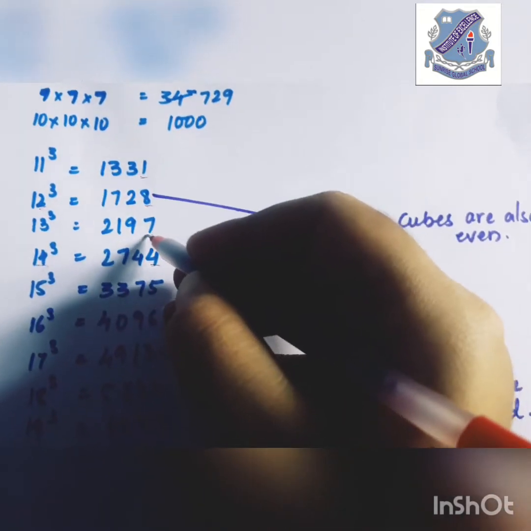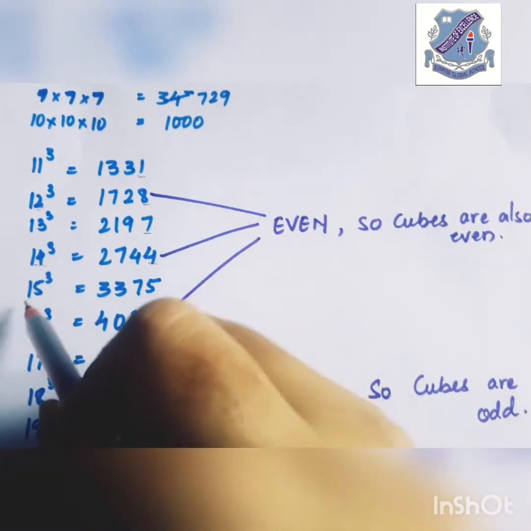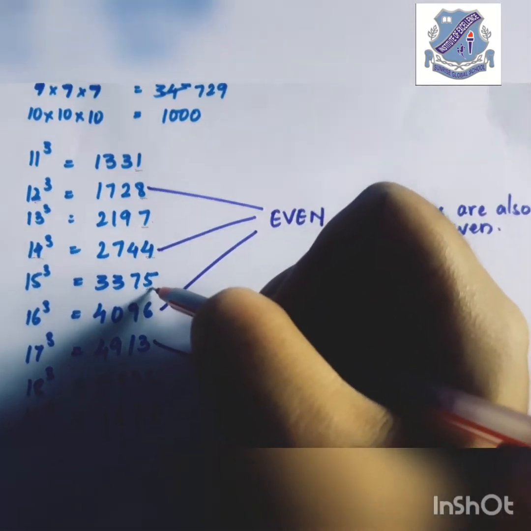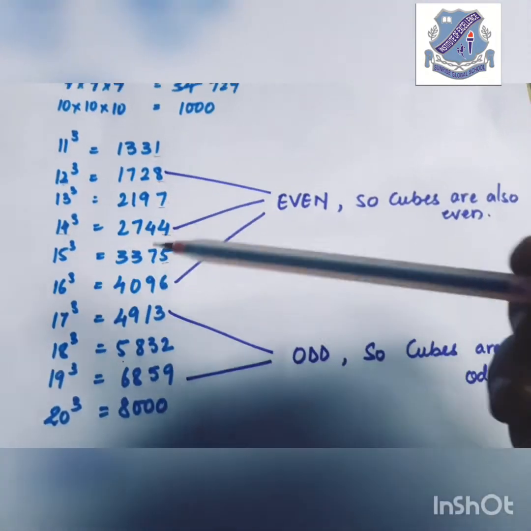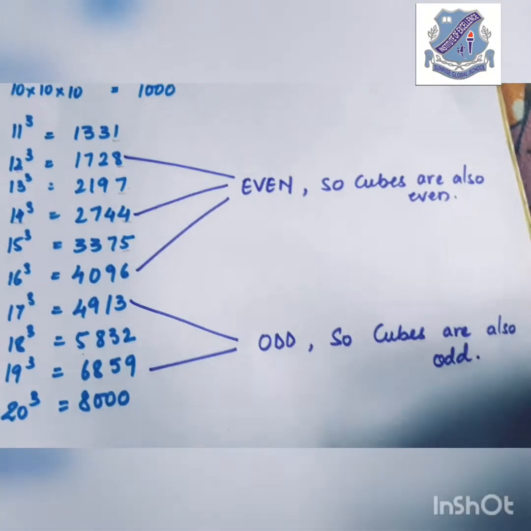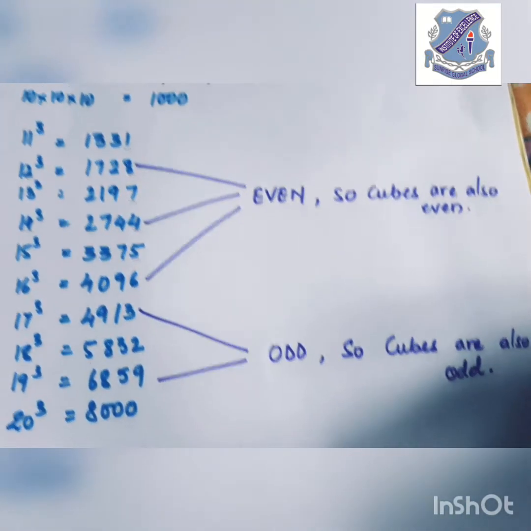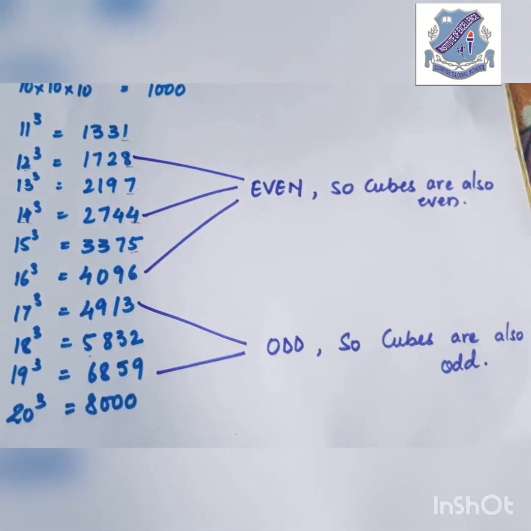So 7 is also an odd number, right? So this number is also an odd number. Similarly with 15, 5 is also an odd number. And if we check all these odd numbers, you will find that any number that is odd, its cube will also be odd, and any number that is even, its cube will also be even. Correct?